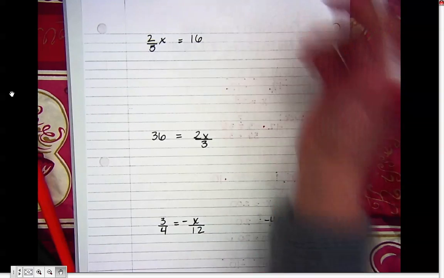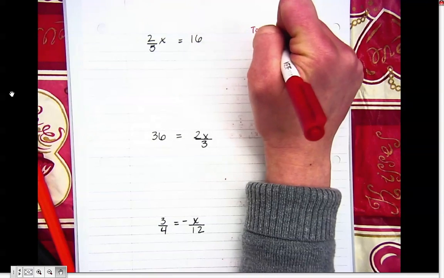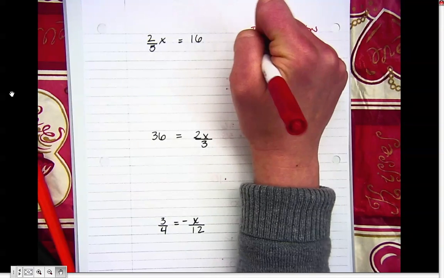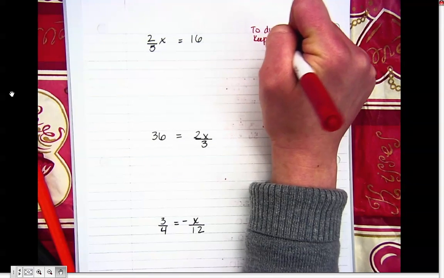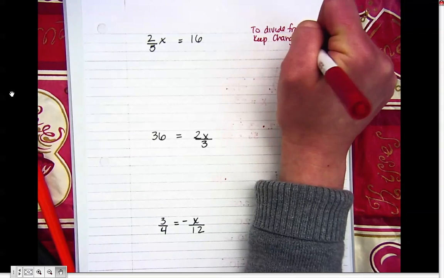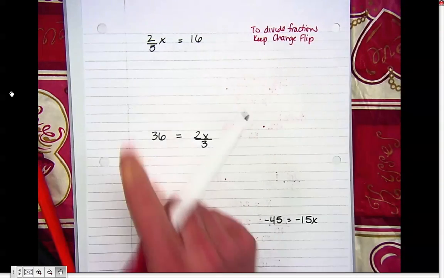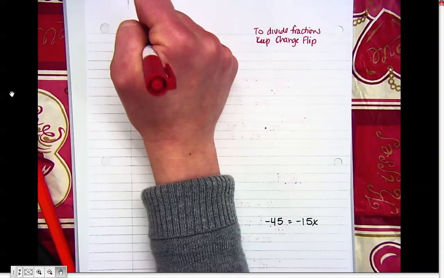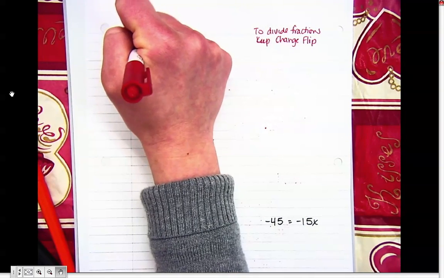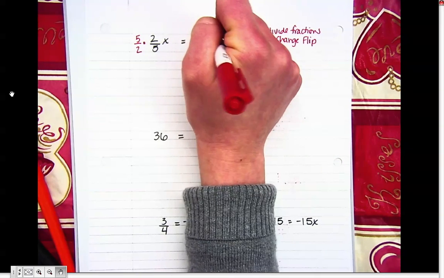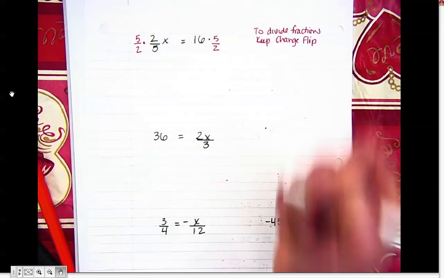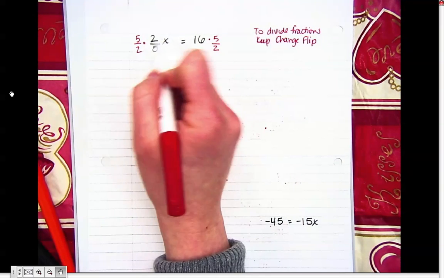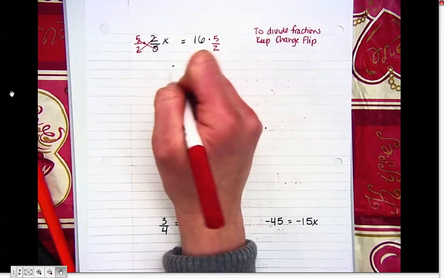Well, to divide fractions, we are going to keep, change, flip. So basically what's going to happen is we are going to multiply both sides by the flip. So I'm going to multiply by 5 over 2 times 5 over 2. Okay? This gives me 10 over 10, and so all of that cancels out, and I'm left with x.